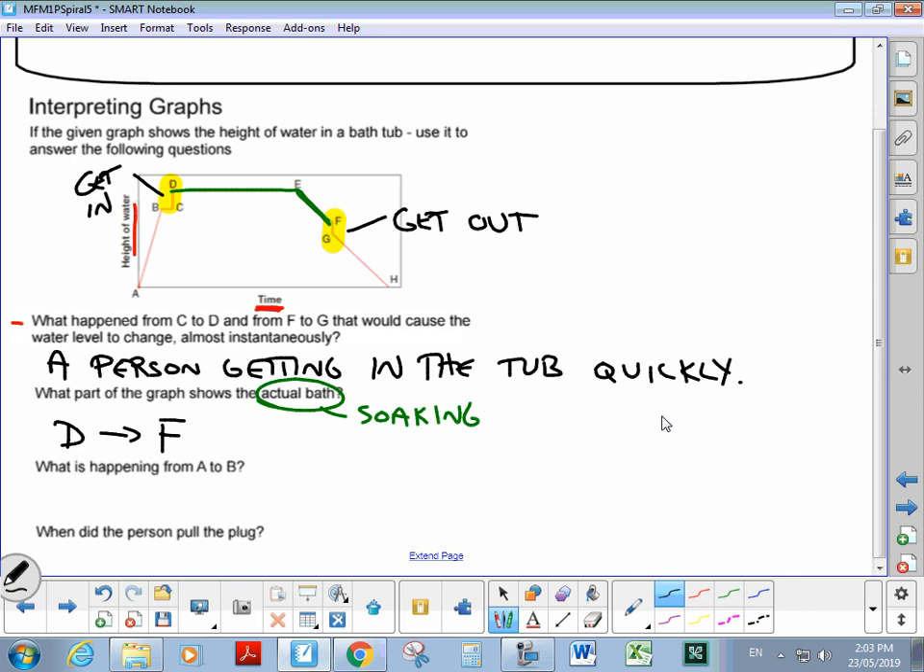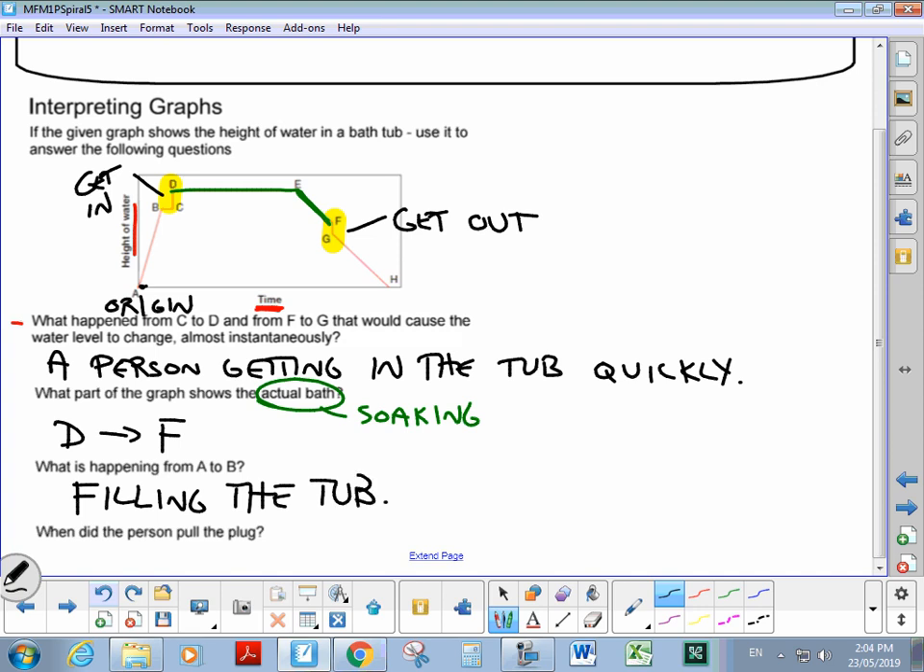What's happening from A to B? Well, we know that this part of the graph right here is our origin, which means it's 0, 0. So at time 0, there's no water. Time passes, and we have a direct variation, and it's linear, so that means it's going up at the same rate. So you've turned on the tap, and it is filling. Filling the tub is what's happening from A to B.